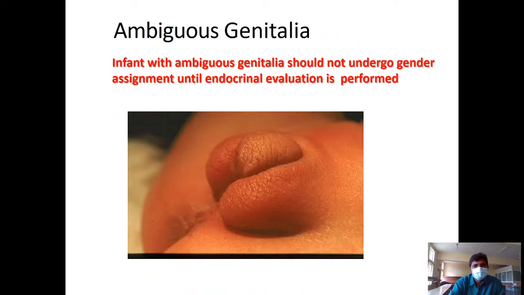So ambiguous genitalia. Sometimes it's quite difficult to label the baby as male or female. Such is the scenario. There can be a large clitoris or bifid scrotum. In such scenarios, don't reveal the gender.